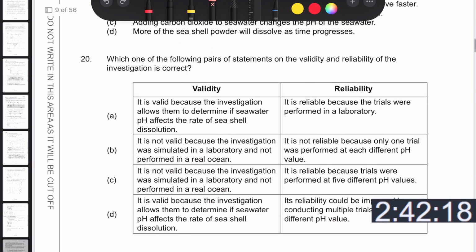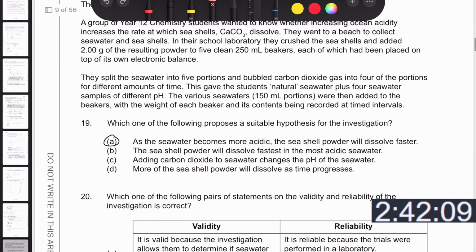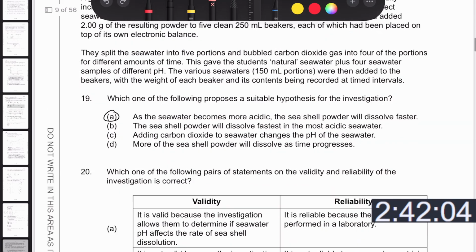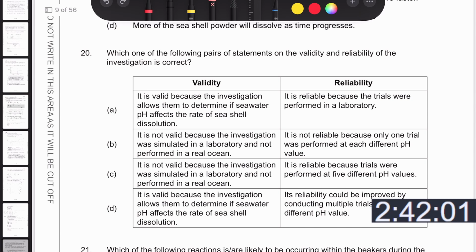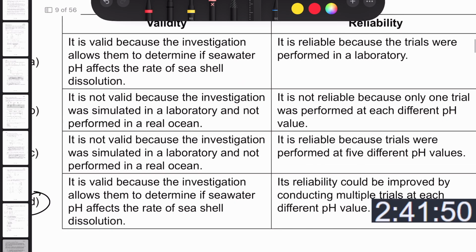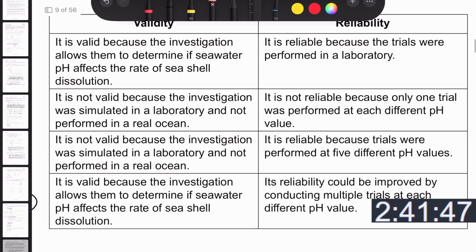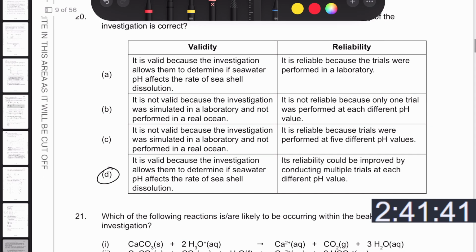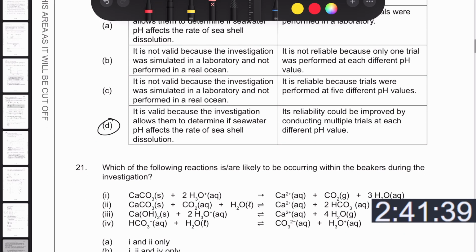Which of the following pairs of statements on the validity and reliability is correct? pH, increasing ocean acidity, is reliable because the trials were performed in a laboratory. That's not necessarily true. D. Because it's valid, it's suddenly valid. But yes, reliability could be improved. Like most products are each different.